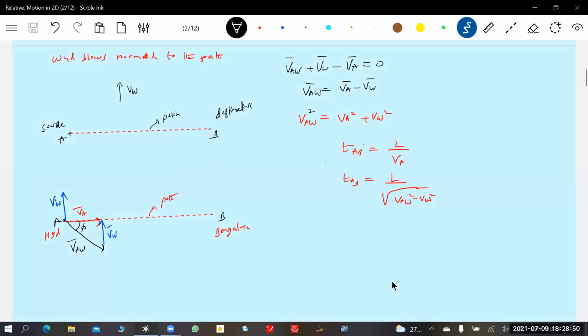Sir, VA square is equal to VAW square plus VW square, no? In the vector diagram, when you go for the vector addition, what do you get? VA square plus minus of VW whole square. Sir, VA is the resultant now. We look at the triangle here, Pythagoras theorem, the magnitudes. Look at the triangle, please.